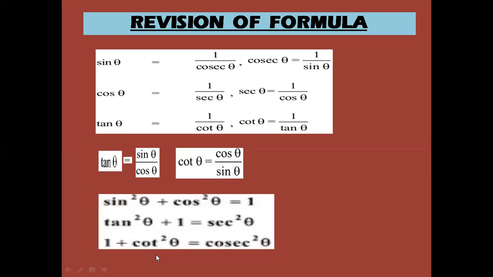It is also written in some books as cosec square theta minus cot square theta equals 1, because we take cot square theta on the right hand side. Again I repeat, sin square theta plus cos square theta equals 1. Tan square theta plus 1 equals sec square theta. 1 plus cot square theta, this is not cos, remember, 1 plus cot square theta equals cosec square theta.